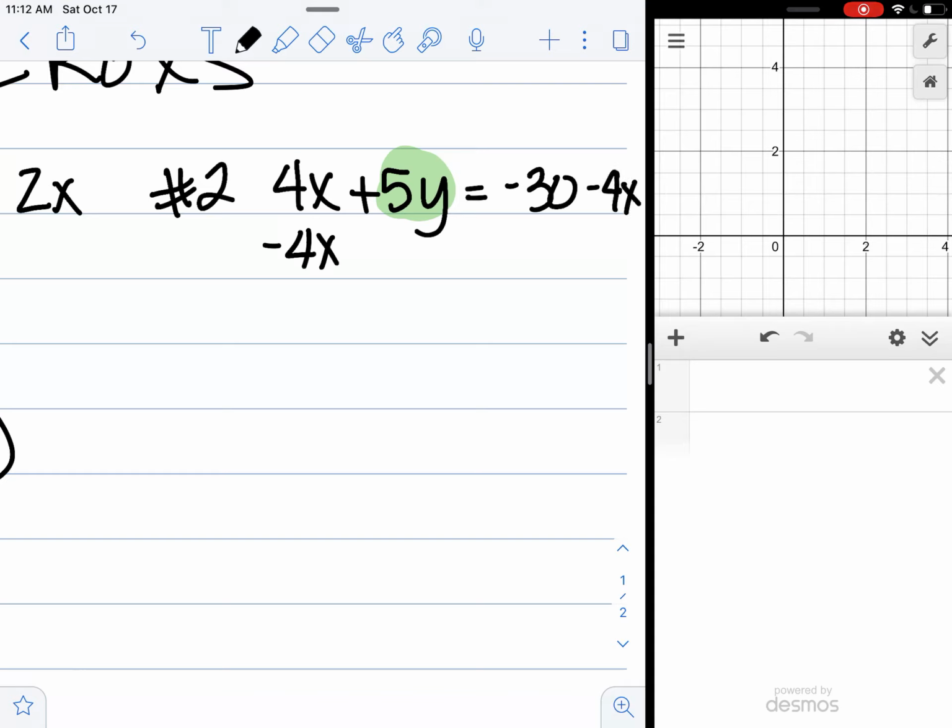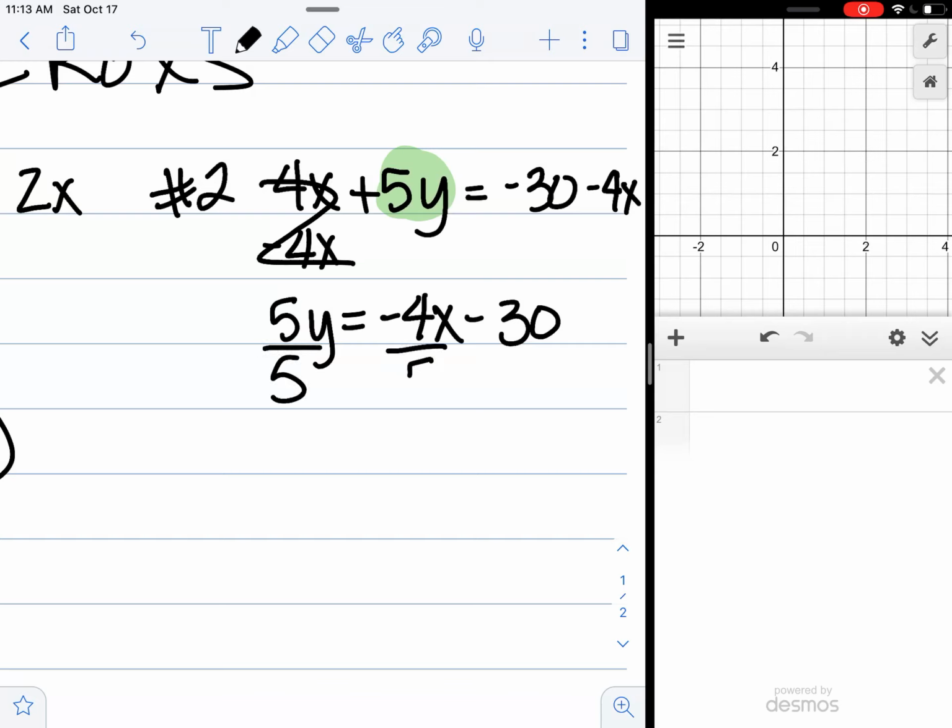So I'm going to subtract 4x over here. This becomes a 0 pair, and we're left with 5y equals negative 4x minus 30. Last step is going to be to divide by 5. So I'm going to divide by 5 here, and divide by 5 here, and divide by 5 here. So we're left with this guy becoming a 1. We have our y equals negative 4 divided by 5x, because that cannot simplify.